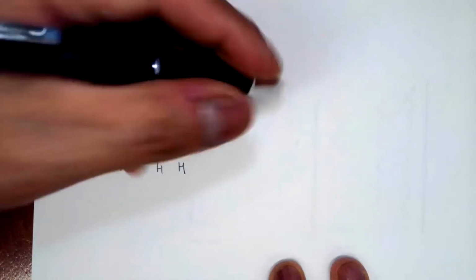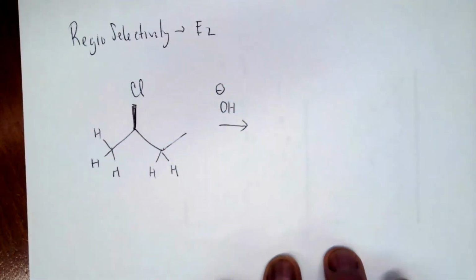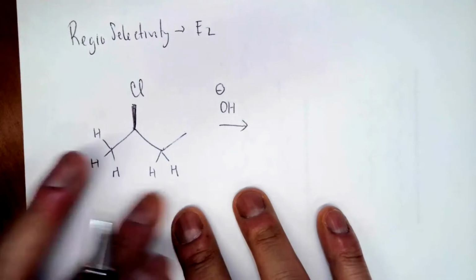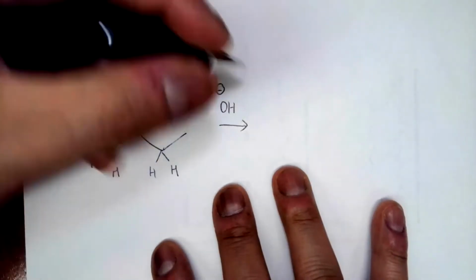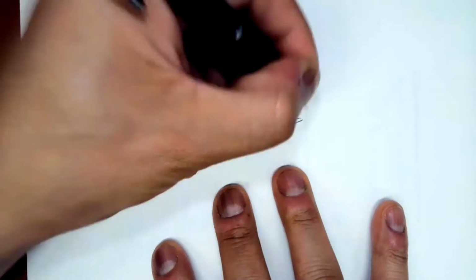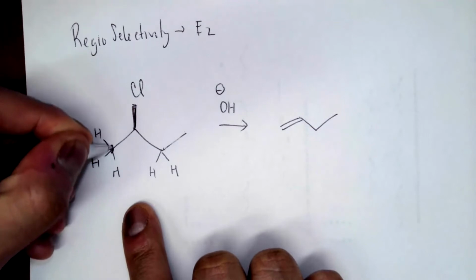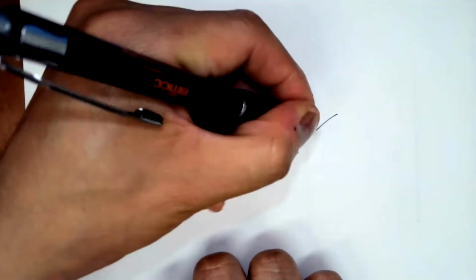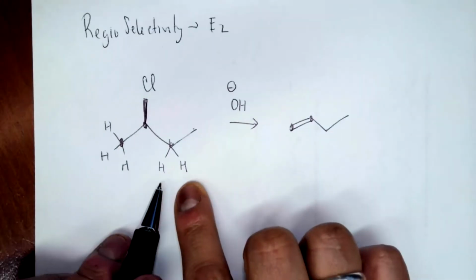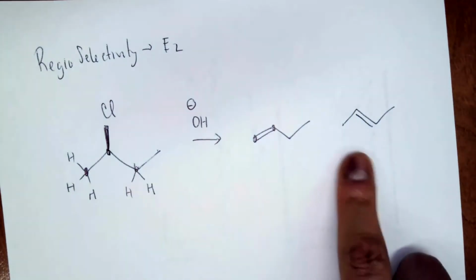If I use a strong base, because we're doing an E2 reaction, I can eliminate any of those hydrogens. These three hydrogens give me one alkene. That's the alkene that I will get: this carbon and this carbon right here, and this will be 1, 2, 3, 4. And if I eliminate this hydrogen, I will get that alkene.